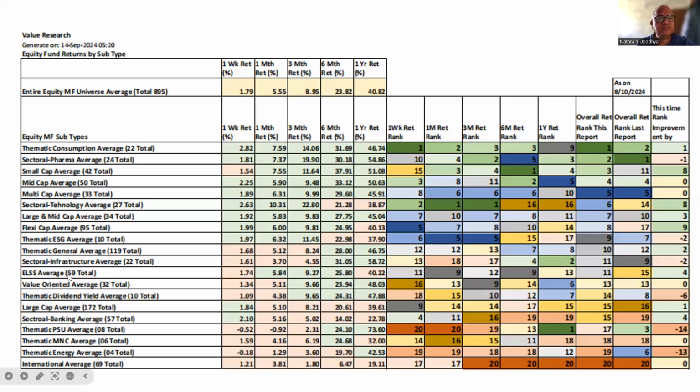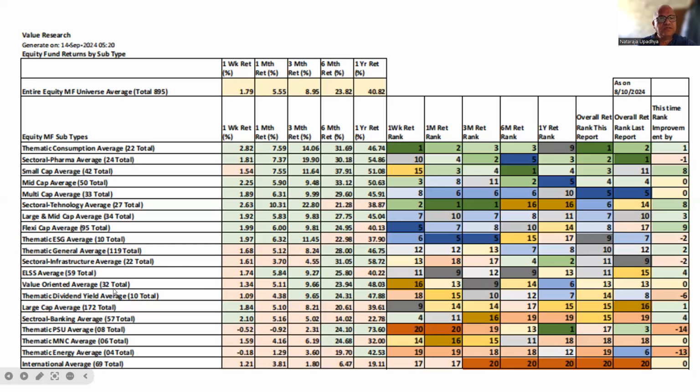Next is ELSS funds. These are tax saving funds. Red for the week, otherwise green for 1 month, 3 months, and 6 months basis. Again red for 1 year basis. Overall ranking is 11. It used to be 15. So the improvement by 4 points.